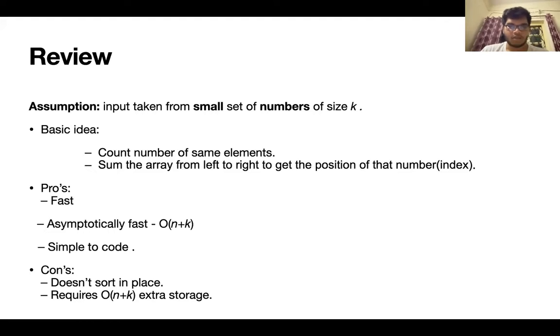Some advantages are that it is fast, having O(n), and the concept is simple to code. Some disadvantages are that it doesn't sort in place and requires extra O(n) storage.